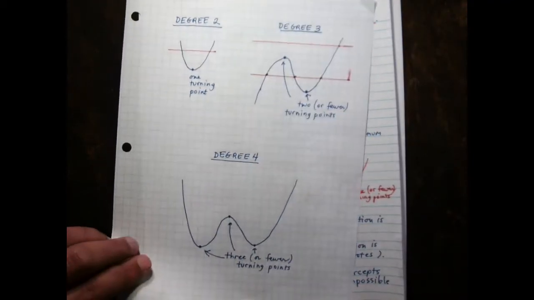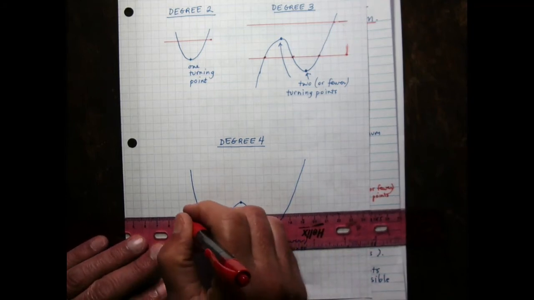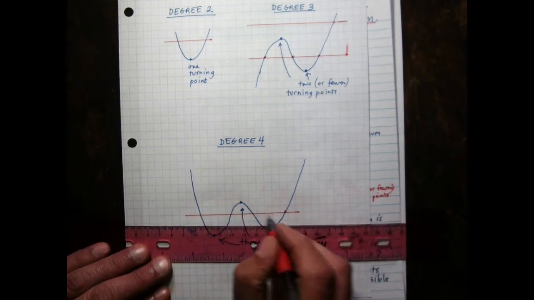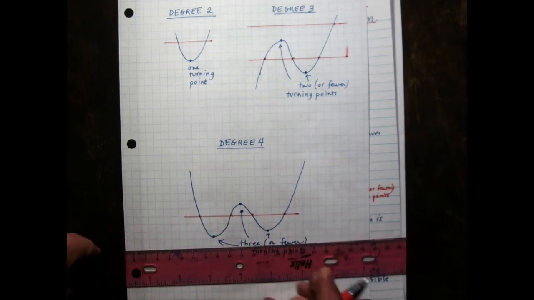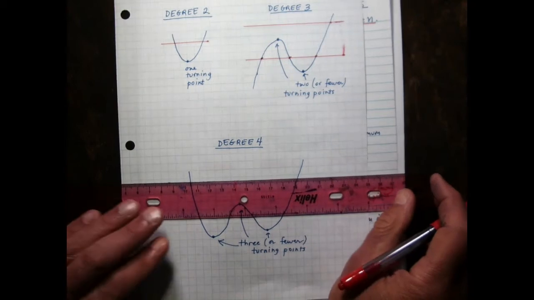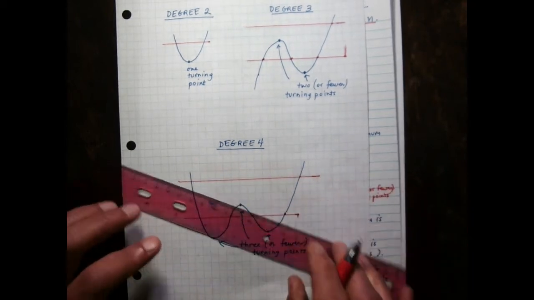When I have degree 4, I can find horizontal lines that will cross the graph possibly 1, 2, 3, 4 times, or fewer, right? If I place the horizontal line in this position, I'm only going to cross the graph at two points.